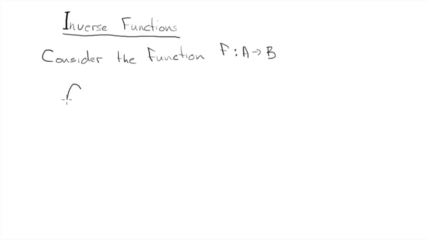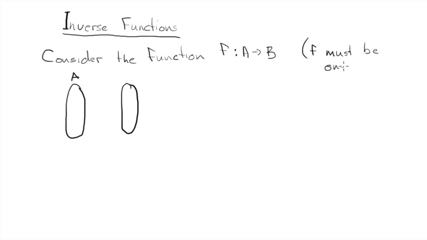So again, I'll draw this one using a mapping diagram. Oh, I should add f must be 1-to-1. So we talked about in the previous video what a 1-to-1 function is. So f here is going to be a 1-to-1 function.